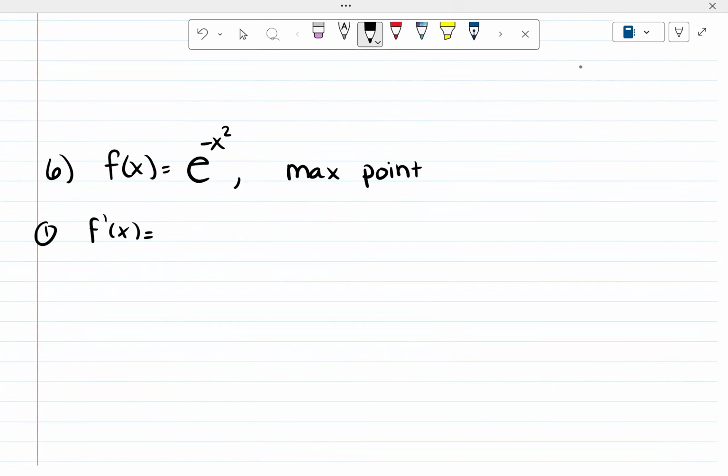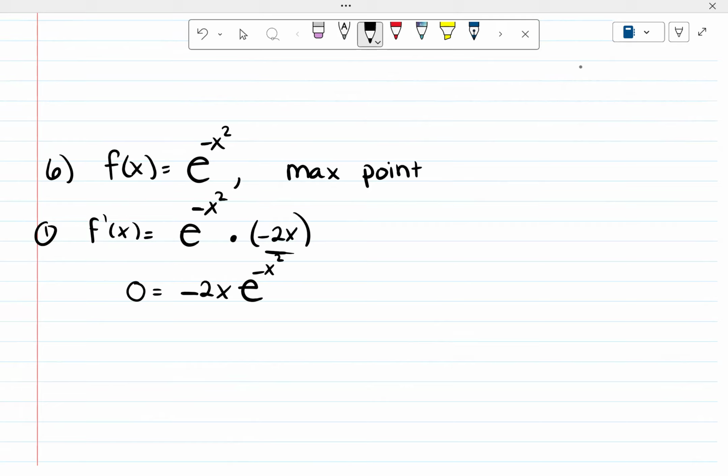How do I take the derivative of e raised to the negative x squared? It's basically itself, right? Times the derivative of the exponent. So what is the derivative of negative x squared? It is negative 2x. And then you set that to 0, so it's going to be 0 equals negative 2x e to the negative x squared. And go ahead and solve for x.